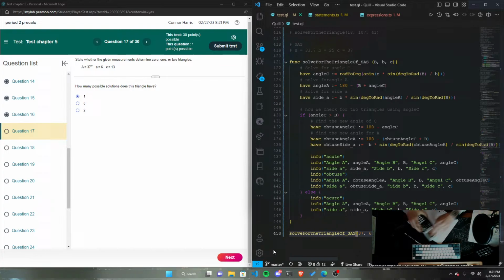And that would give us, let's see here. So let's do the inverse sine of 13 sine of 37 divided by 6. Nope, I forgot to close it off. What? Why can't I do that? I'm in degrees. Sine of 37 divided by 6. Yeah.